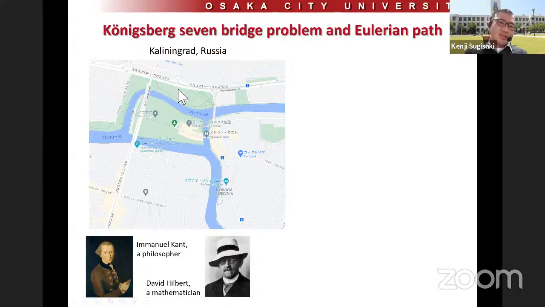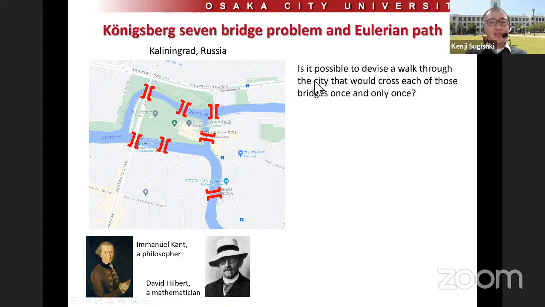Currently there are 1, 2, 3, 4 bridges, but previously there were 7 bridges like this. And this seven-bridge problem is something like this. Is it possible to devise a walk through the city that will cross each of these bridges once and only once?